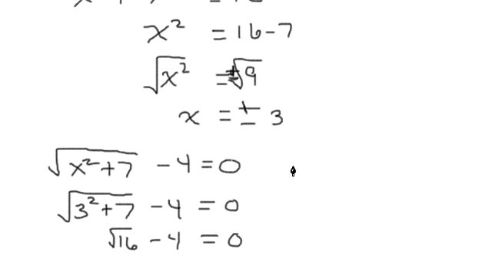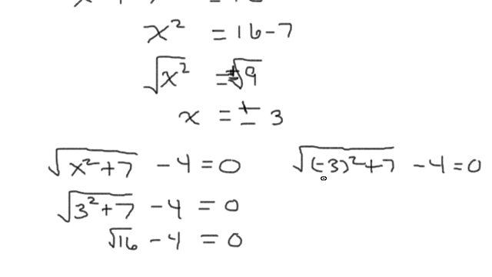Now let's check the minus 3. So we plug in negative 3. Squared plus 7 minus 4 is equal to 0. So then again, when you square a negative, right, the negative disappears. So negative 3 times negative 3 is a positive 9. And 9 plus 7 is 16, and so yes, this is all equal to 0. Alright, so that works.